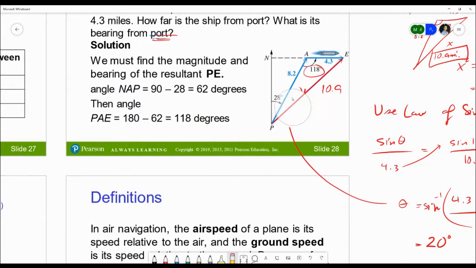Let me make this cleaner here. I have this angle here as 20 degrees. We're looking for the bearing, so from here to here, and we have to add that 28, which gives us 48 degrees. So it is a 48 degree bearing from the port.